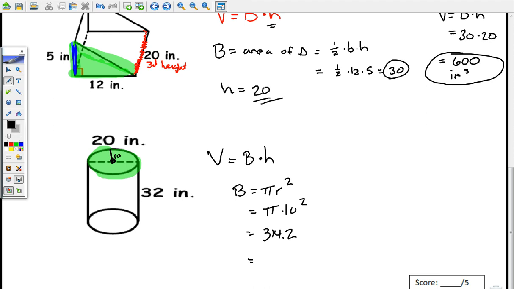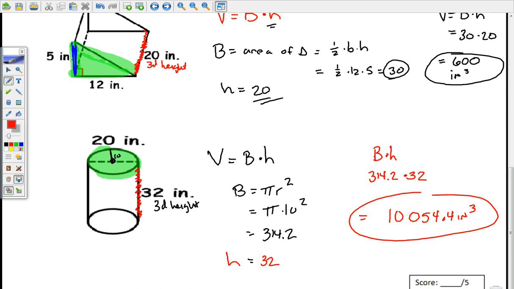So capital B times H, our three-dimensional height. Oh, I forgot to have you outline your height there. Go ahead and say your height is the distance from base to base. Our 3D height is 32. So for capital B times H, we're going to do 314.2 times 32. And that final answer is a pretty big number because we have pretty big dimensions here. It's 10,054, sorry, I couldn't read my decimals there. 10,054.4, once again, inches cubed.